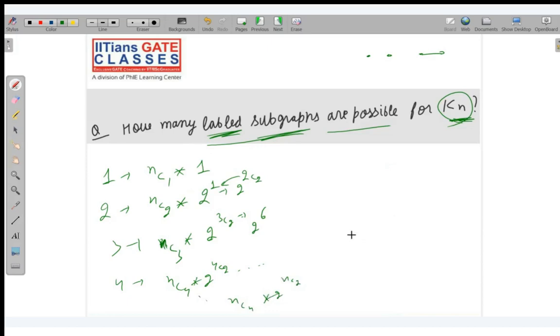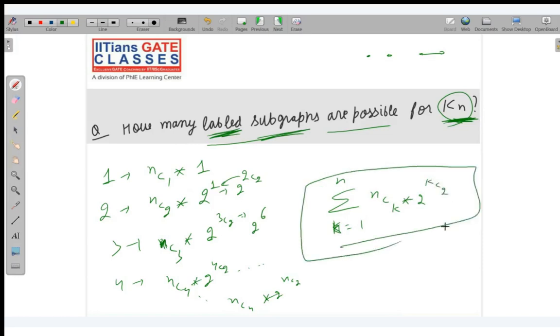Yes, sir. Okay, yeah. So that is the number of labeled subgraphs possible for Kn. If you want to write it in sigma notation, we can simply write it as k is equal to 1 to n, nCk multiplied by 2 power kC2. Please see this. If you have a doubt, you can ask me. Understood? Okay. Take snapshot. I will jump to the next slide.